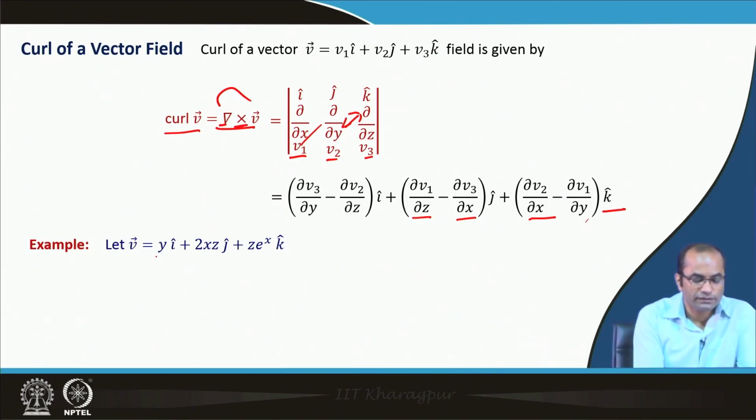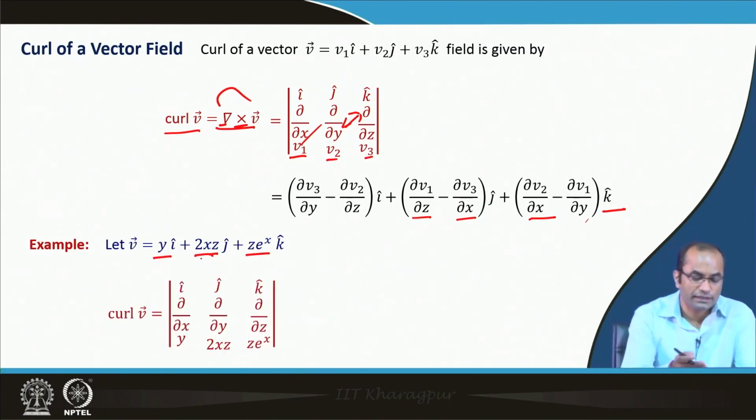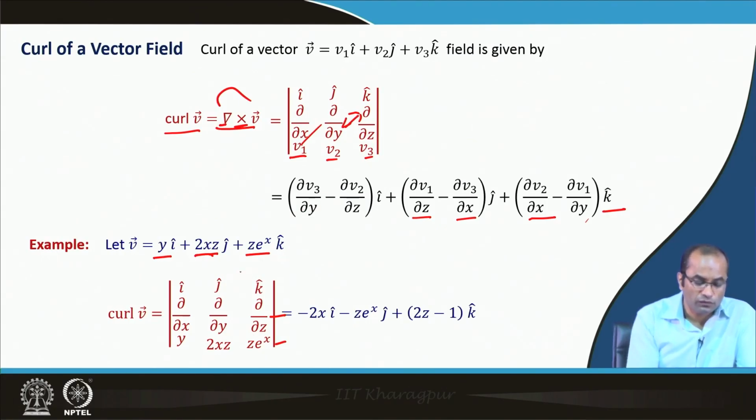If our vector field is given by y, 2xz, and z e power x, in that case we can evaluate the curl V with i, j, k, which are the components of the del operator, and these are the components of V. So we can compute this. For i we have del V3 over del y. Here V1, V2, V3, so V3 with respect to y is going to be 0, and V2 with respect to z.